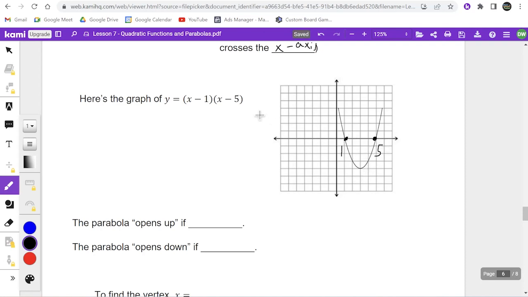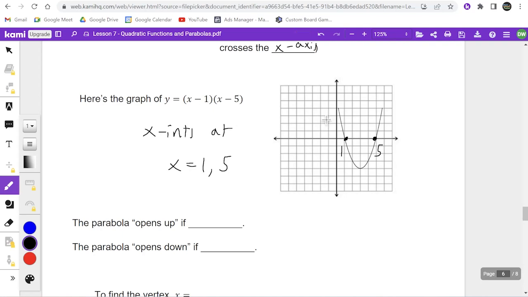The reason why that makes sense is because look at the equation I have: y equals x minus 1 times x minus 5. Immediately I know the x-intercepts are at x equals 1 and x equals 5, because that's the opposite of negative 1 and the opposite of negative 5. So immediately I have the x-intercepts.